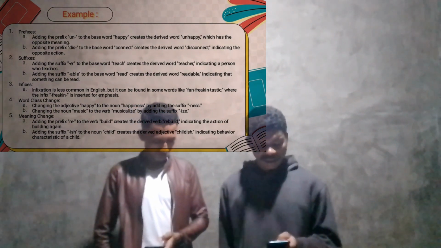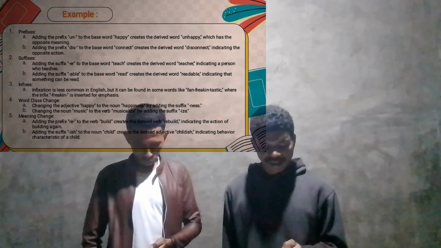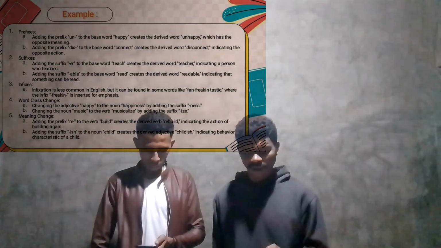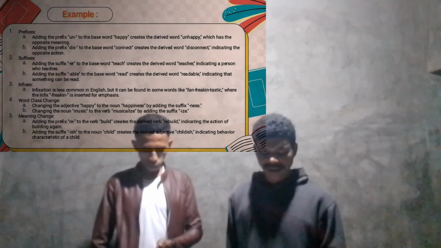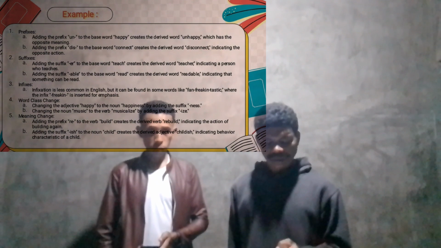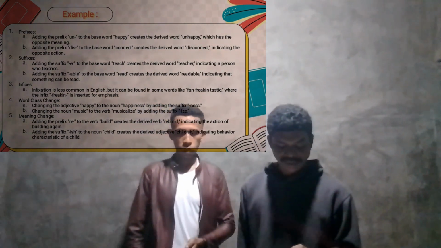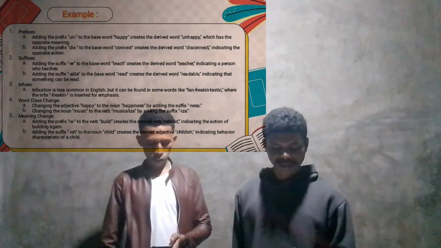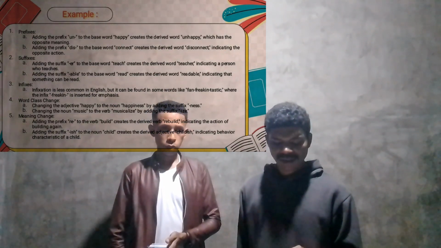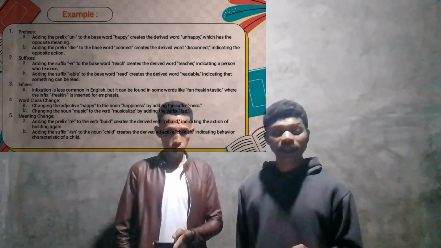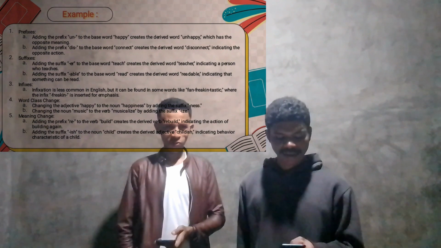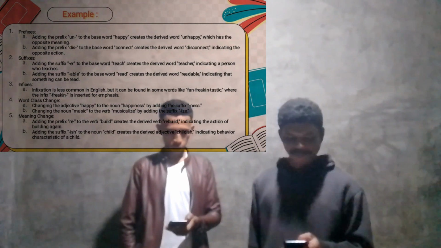And then suffixes. Adding the suffix "er" to the base word teach creates the derived word teacher, indicating a person who teaches. And then adding the suffix "able" to the base word read creates the derived word readable, indicating that something can be read.